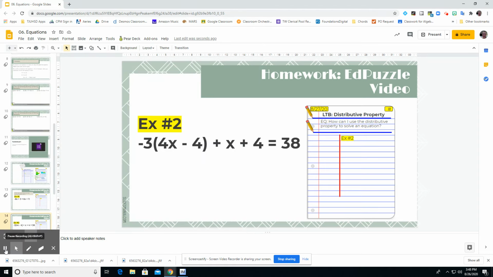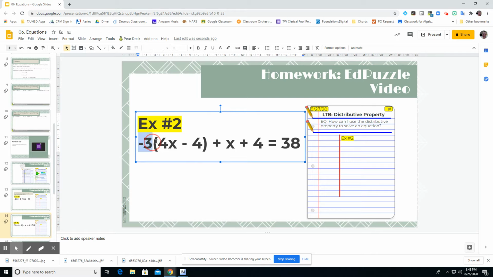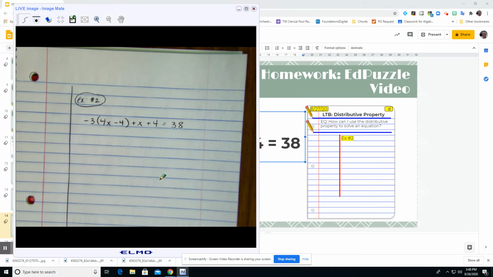So here's example 2. Negative 3 quantity 4x minus 4 plus x plus 4 equals 38. Now I notice there's distributive property that needs to be used in this equation, can you see where it is? It's where we have parentheses because we need to distribute the negative 3 to the 4x minus 4. So let me show you how to do that.